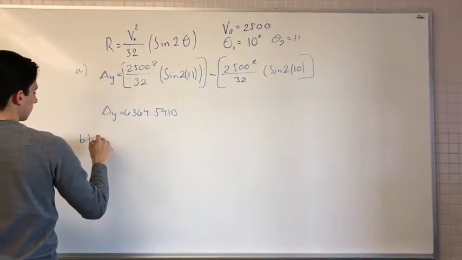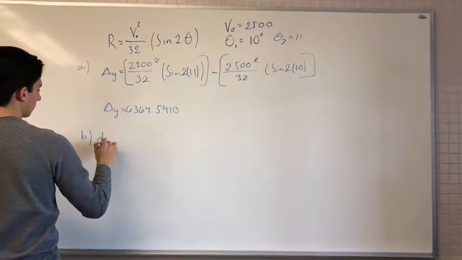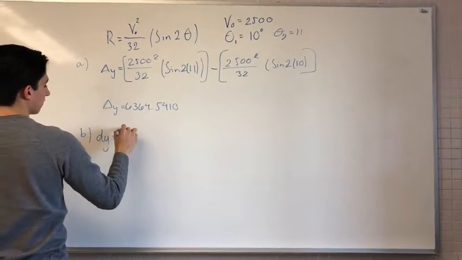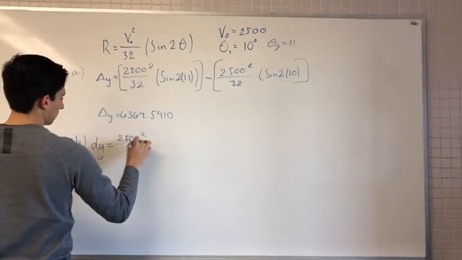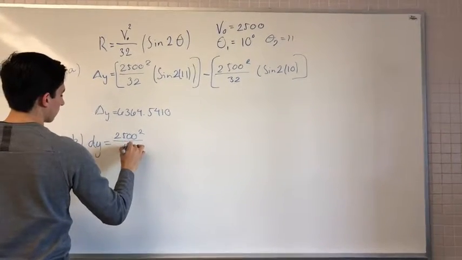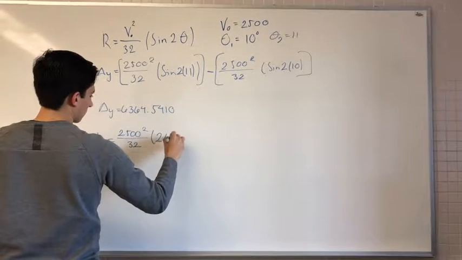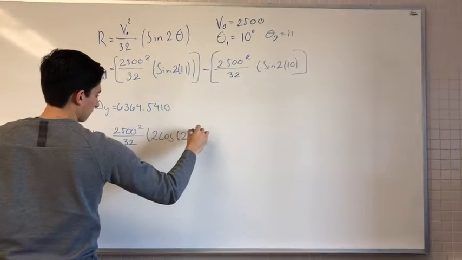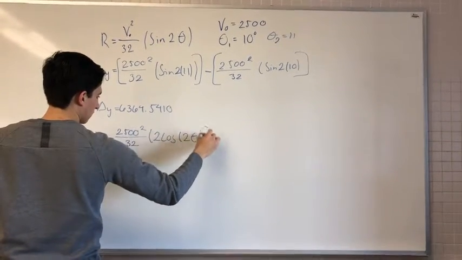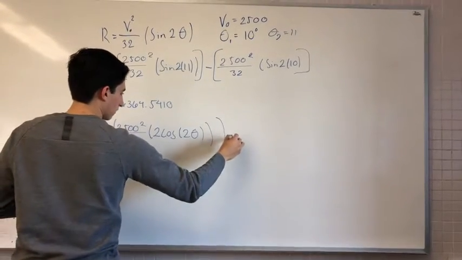For question B, they ask us to use differentials to approximate the change in the range, so we know that we have to find the differential. The formula to find the differential is dy equals f prime of x times dx. To find the differential, first we need to derive the equation, which in this case is 2,500 squared over 32 times 2 cosine of 2 theta.